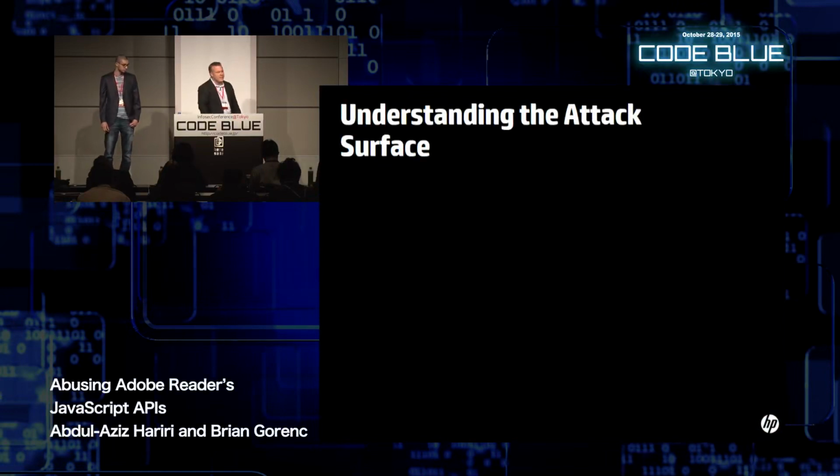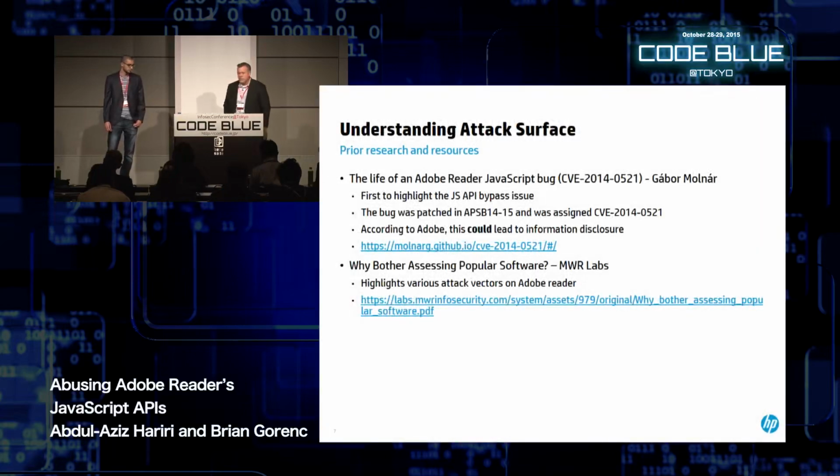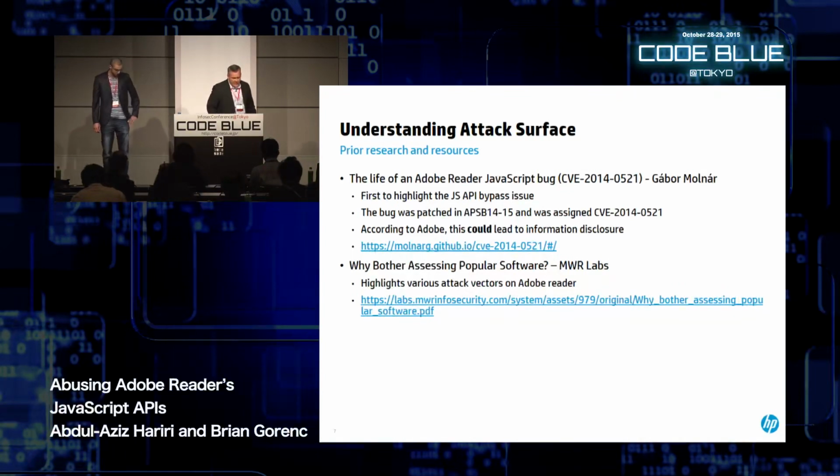So we're going to be talking about the attack surface and the vulnerabilities that exist within it. But before we get started, we need to understand the prior research that has occurred in this area. First, we'll cover a set of research done by a researcher with the last name Molnar. He was really the first researcher to highlight the JavaScript API bypass issue. He did a presentation, discovered a bug and got it fixed in 2014. And according to Adobe, this vulnerability could lead to information disclosure.